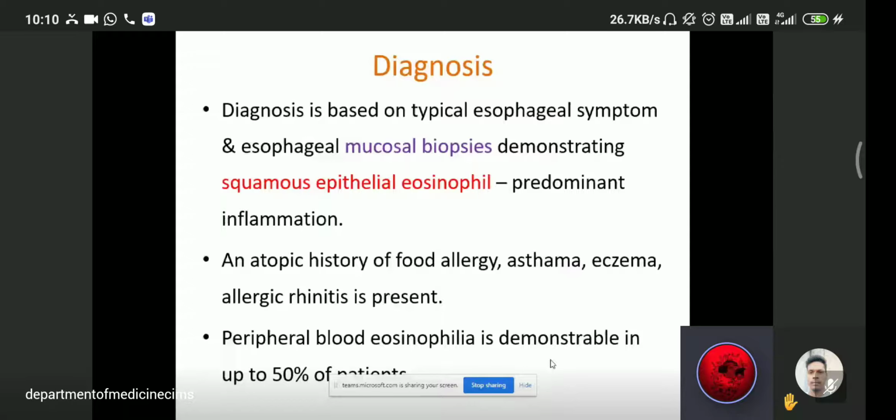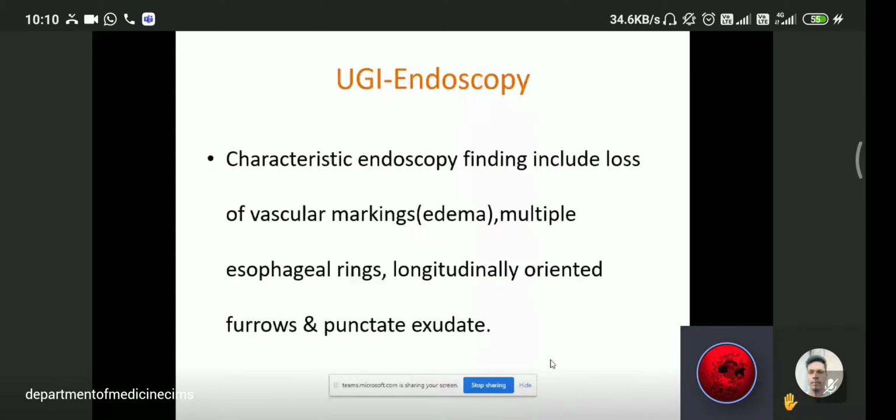Upper GI endoscopy is the diagnostic modality. Typical findings include loss of vascular marking because of edema. Multiple esophageal rings, longitudinally oriented furrows, and white punctate exudates would be seen. So this is the characteristic upper GI endoscopic finding: multiple esophageal rings, longitudinally oriented furrows, and white punctate exudates.